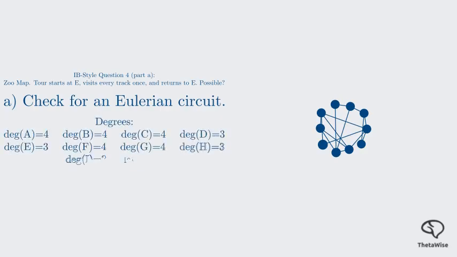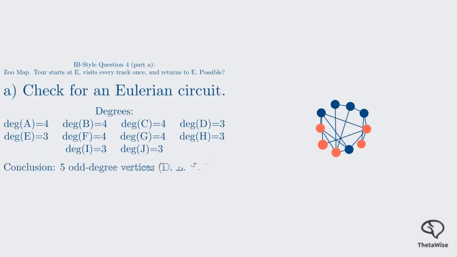After calculating all degrees, we find that vertices A, B, C, F, and G all have a degree of 4, which is even. However, vertices D, E, H, I, and J all have a degree of 3, which is odd. This graph has 5 vertices of odd degree. Since the graph has more than 2 odd-degree vertices, it is neither Eulerian nor semi-Eulerian. Therefore, it is impossible for the visitor to take such a tour. This directly answers part A.